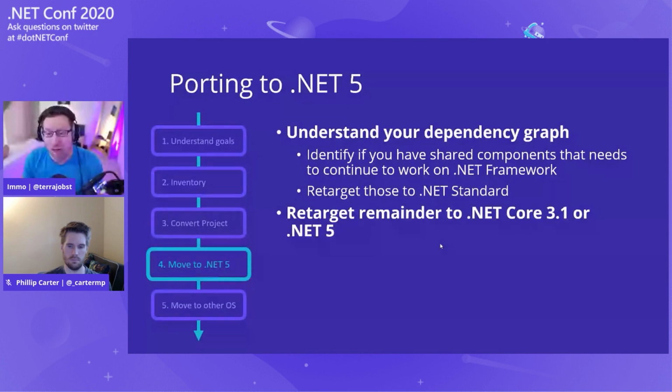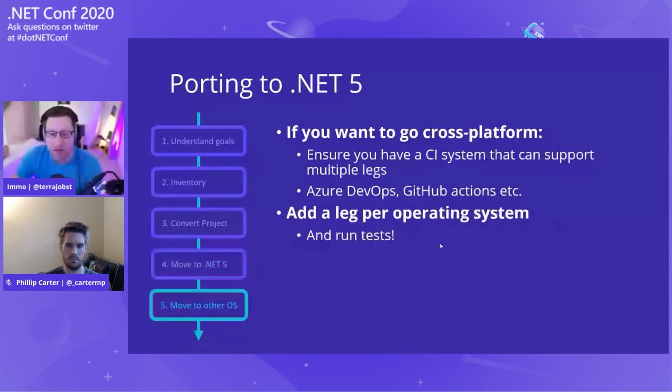So for example, if you look at your solution with 60 projects, chances are you want to start somewhere, and usually you want to start at the very bottom. You want to start at your reusable libraries, and move them first to .NET Standard, so that when you have projects on top that use .NET Framework, they can still reference them. And then later on, you move them to .NET Core if you want. So again, the whole mission here is phases, right? Don't do everything in one go.